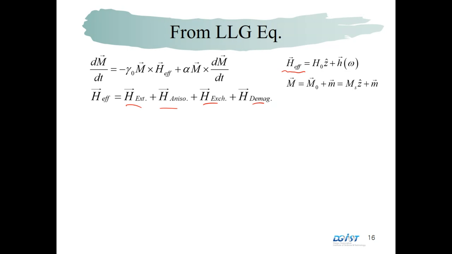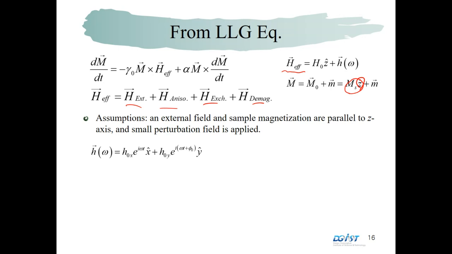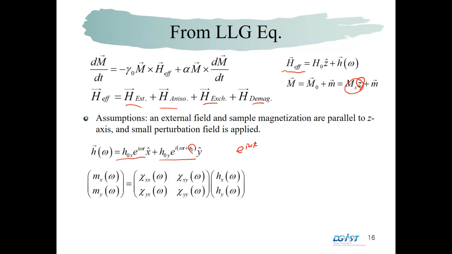First we introduce the effective field, which is generated from the various energies. Then the magnetic moment is aligned to the ground state direction, which we assume is z. And we apply the harmonic external magnetic field, where harmonic means the time variation is described by e^(iωt). This phase term can set up the field in any kind of polarization.